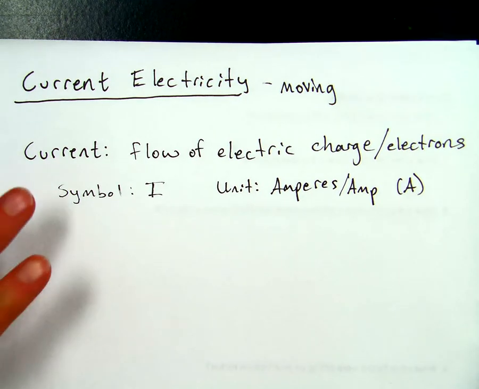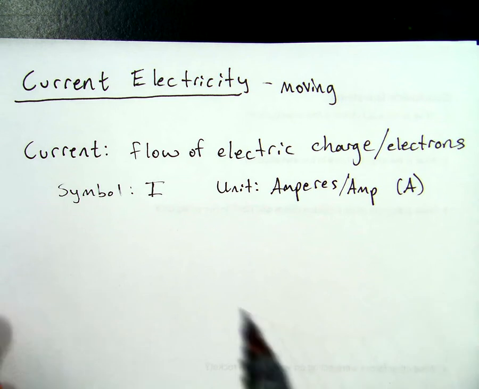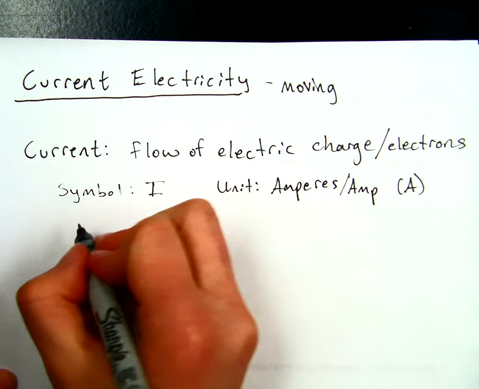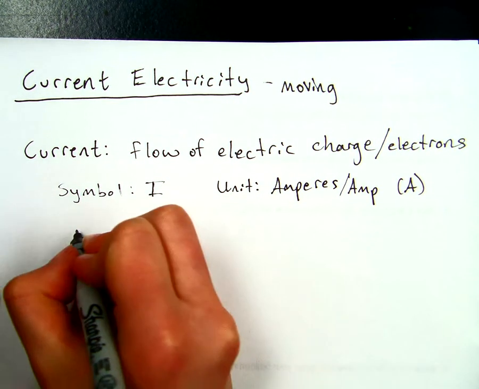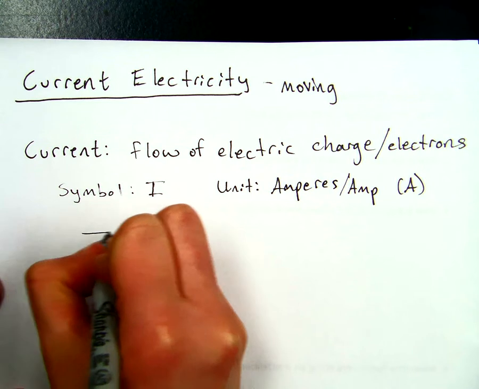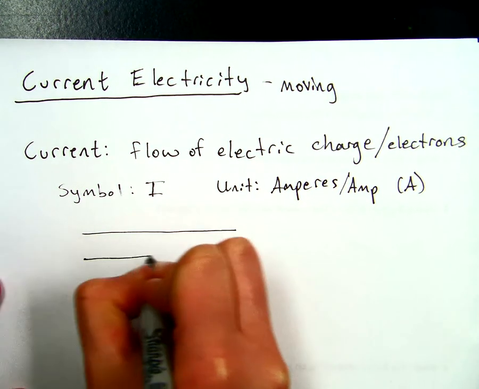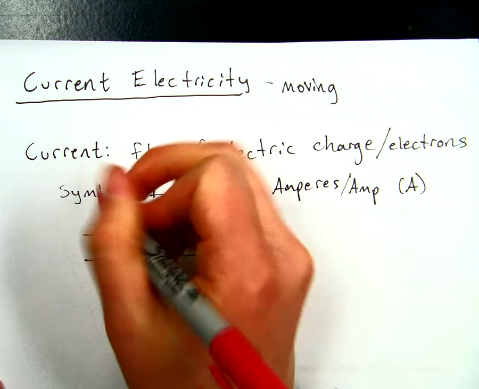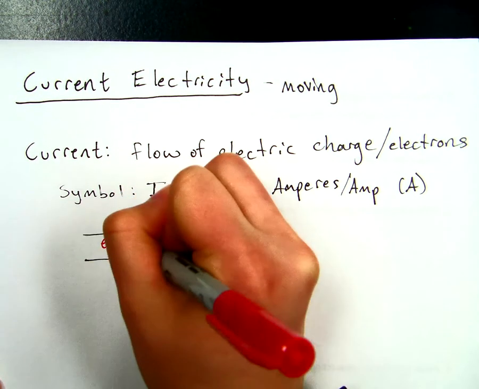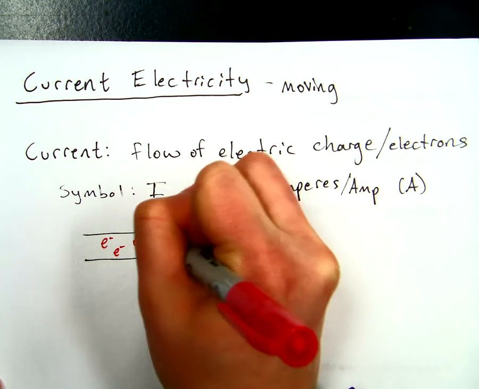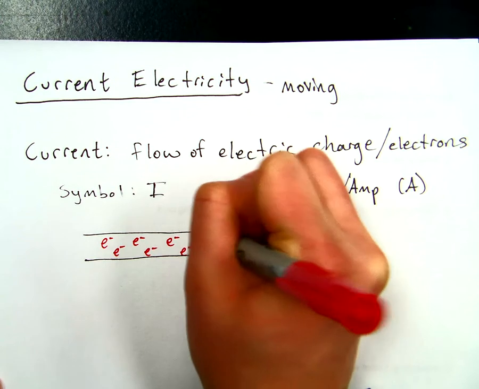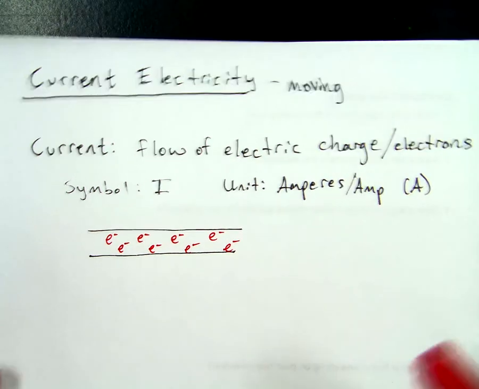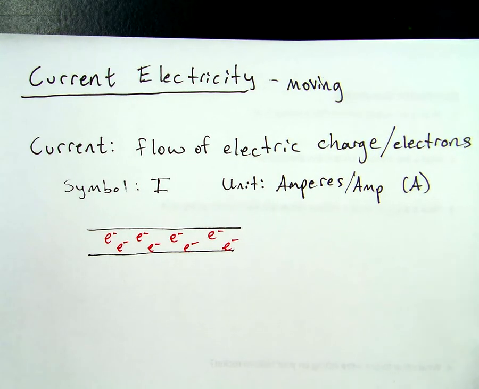Now there's one idea associated with current that we should cover first. Current is the flow of electric charge. So if we draw a wire here, and it has electrons that are moving through the wire. Remember, e with a minus sign is a negative charge, or an electron, and I'm just going to draw a few. So we have these electrons flowing through a wire.